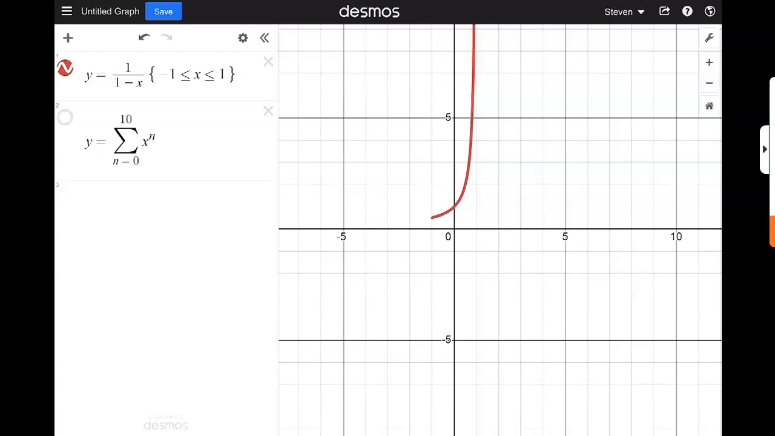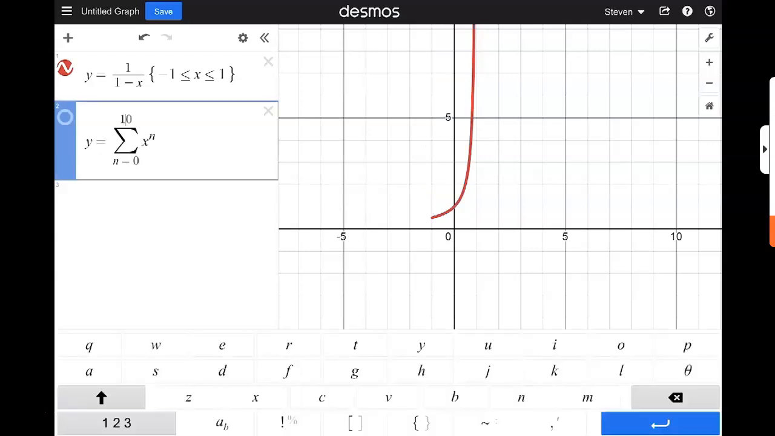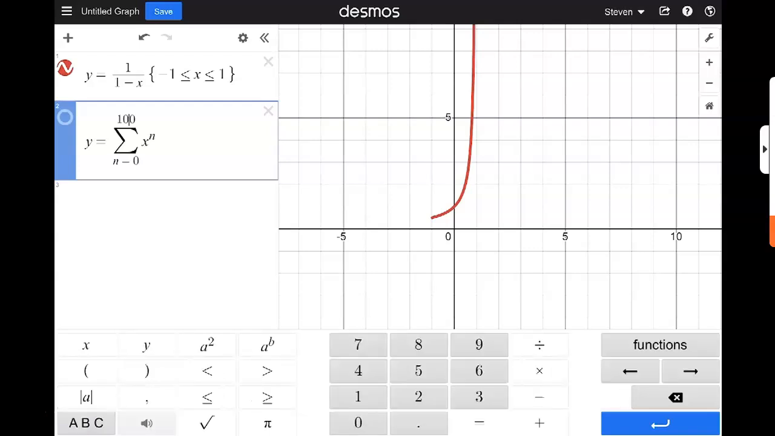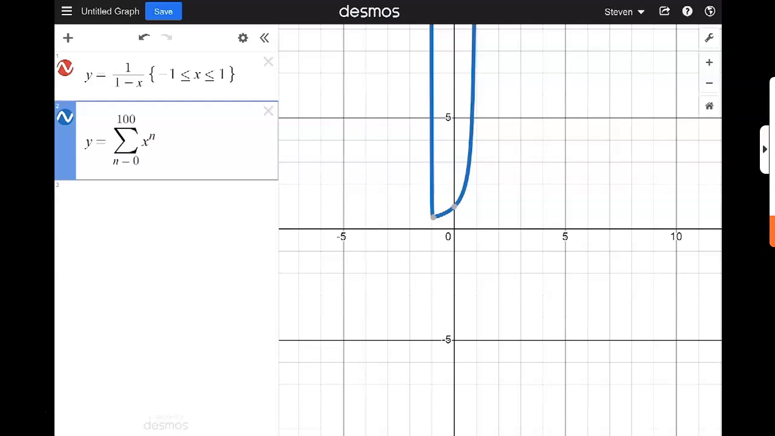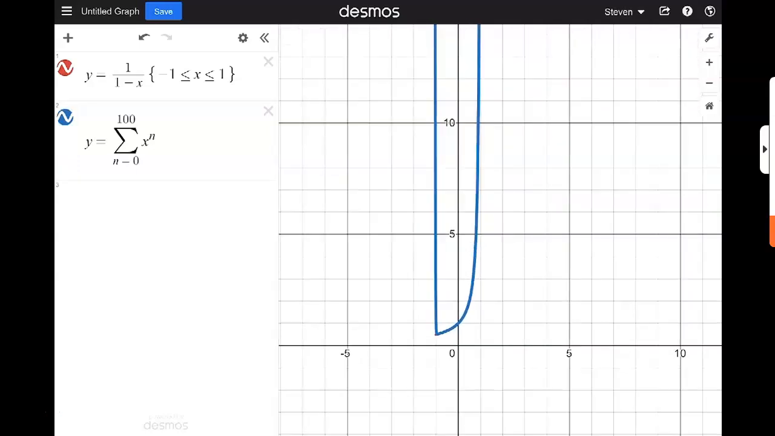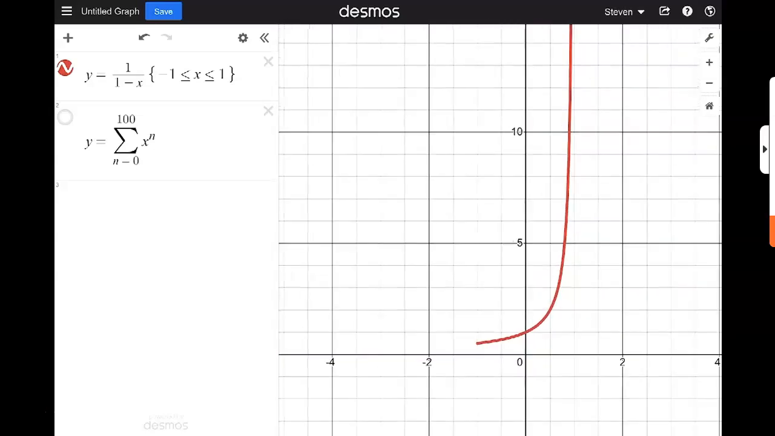Let me slowly increment this and make that, say, 100. And now let's take a look at it. You see, it's starting to agree a little more with the red graph. It's starting to lie alongside. Now this is only going to converge ultimately between minus 1 and 1, but you can see that the agreement between minus 1 and 1 is pretty darn good. It's laying almost directly on top.